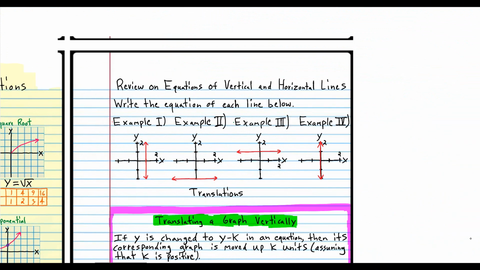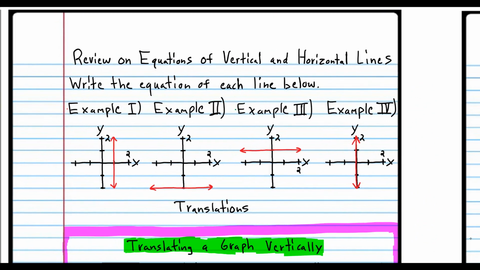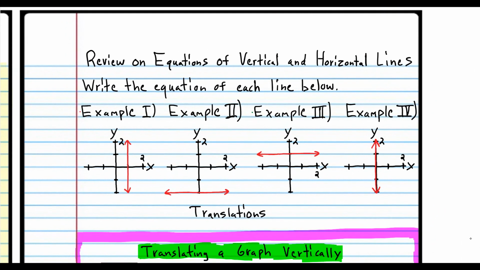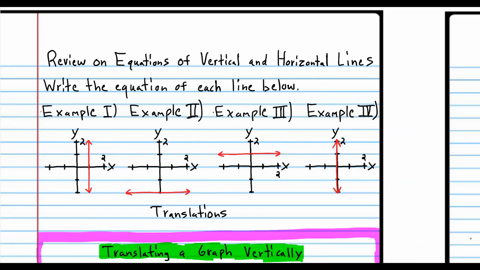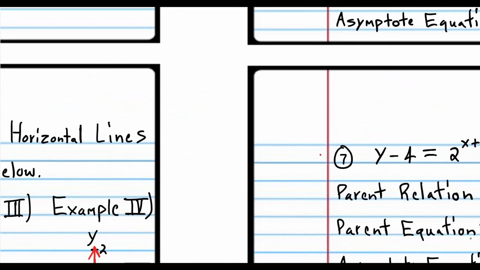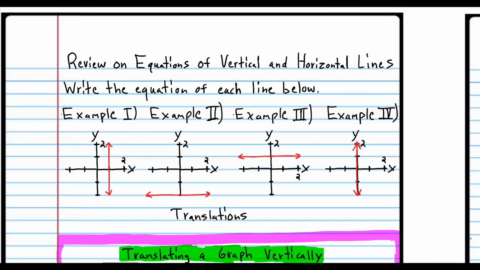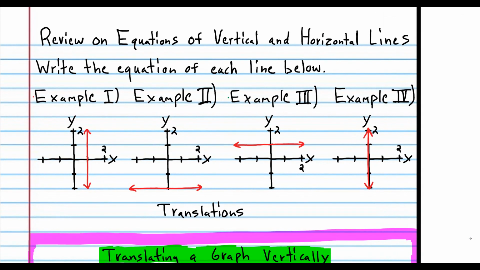Now, the asymptotes that we're going to study today on our graphs, they're all vertical or horizontal asymptotes. You can actually have asymptotes that are not vertical or horizontal, and your graph may approach like that, but we're not going to study those today. So we're going to be asked to write the equations of the asymptotes. So we need to review writing equations of vertical and horizontal lines.